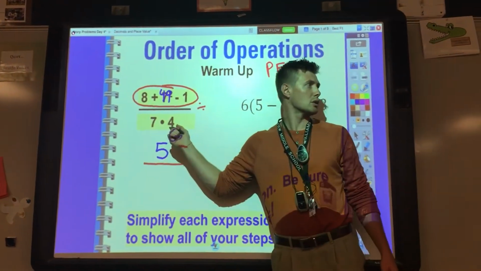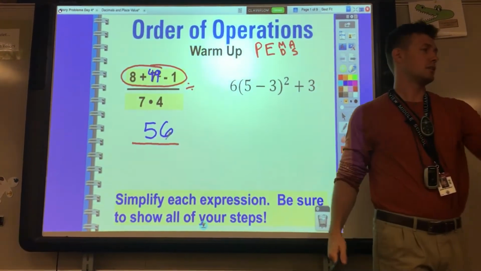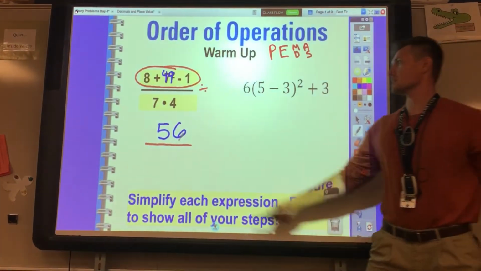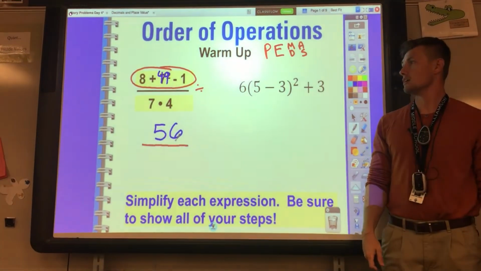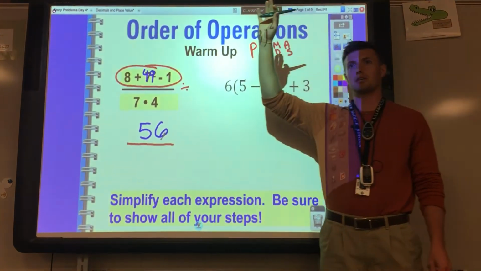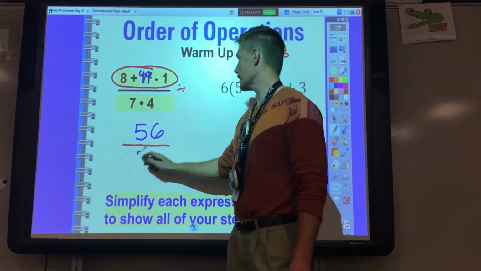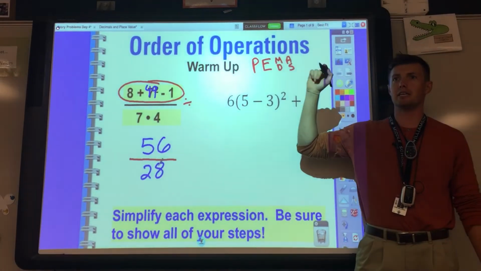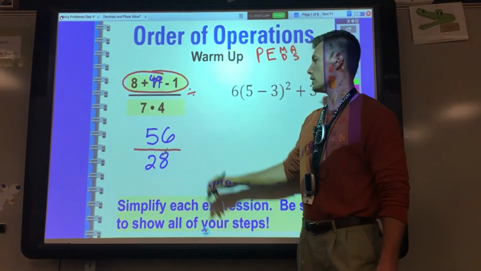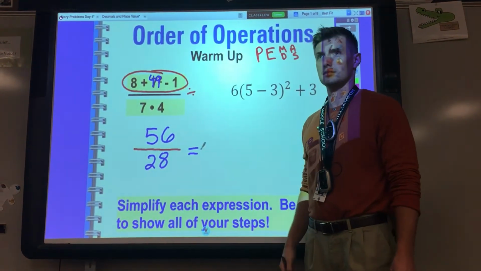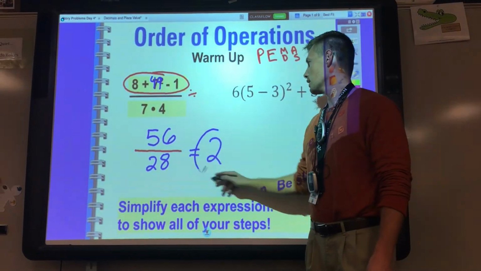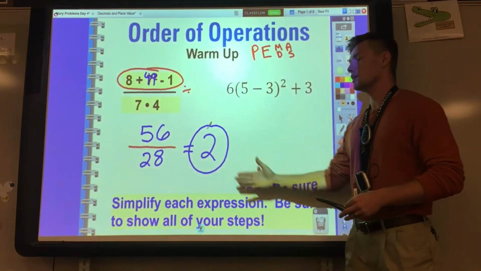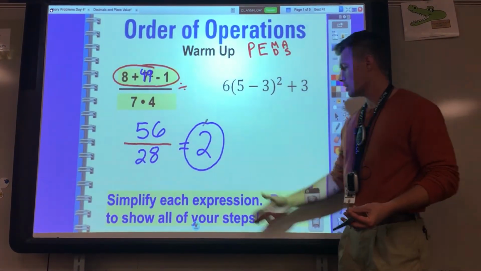Excellent. What about this one here? 7 times 4 is going to become what, Bree? 28. And finally, what are we going to do with these two numbers? Reed? Divide them. We're going to divide, and what is our simplified expression? 2. To simplify the expression, we get the simple answer of 2.